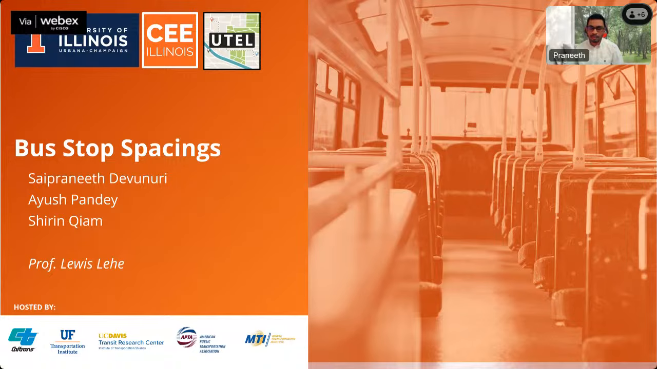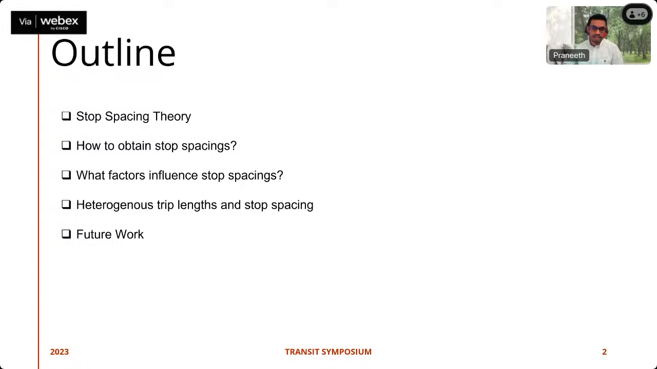Here's the outline for today's presentation. I'm going to be talking a little bit about the stop spacing theory and how to obtain stop spacings using GTFS data. And then Shireen will be talking a little bit about what factors influence the stop spacings. And Ayush will later present his work on heterogeneous trip length and stop spacings. And after that, we'll be discussing a little bit about the future work that our group is doing. Let me start off by giving a little bit of introduction about the stop spacings and the theory behind that.